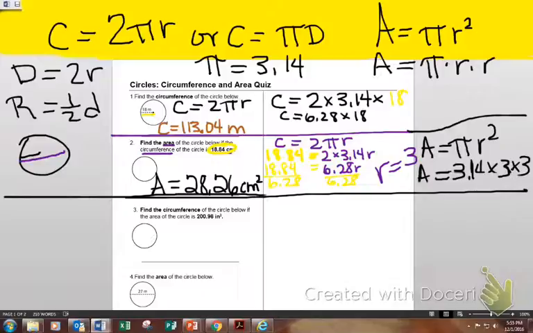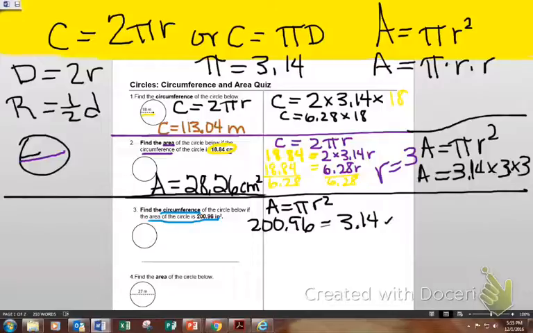In number 3, we're asked to find the circumference of the circle if the area is 200.96. I have to find the circumference by first finding the radius. I use the area in the area formula. Area equals pi r squared. I plug the A value, the 200.96, in for A. I know the value of pi, and I'm trying to solve for the radius.